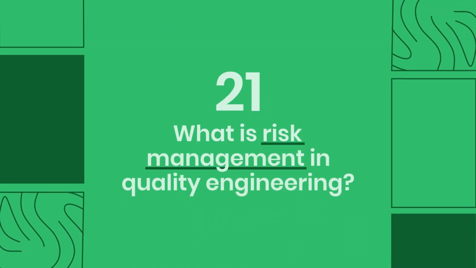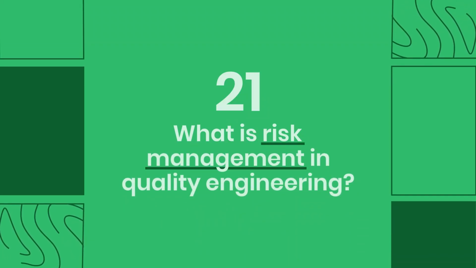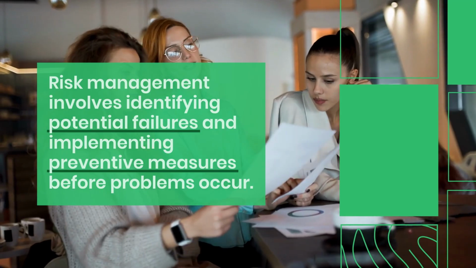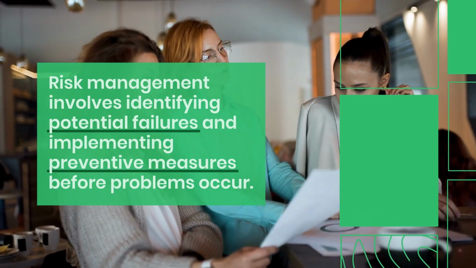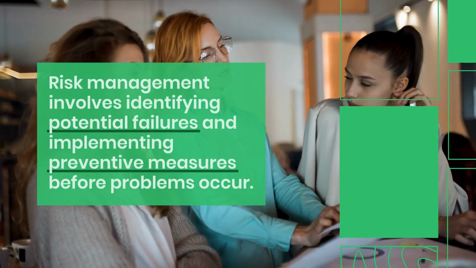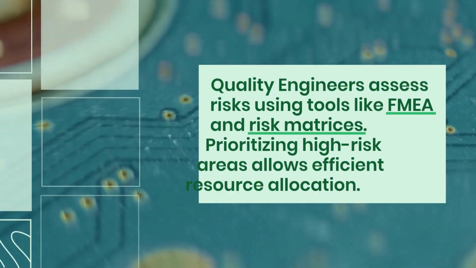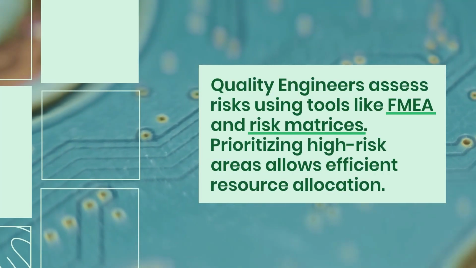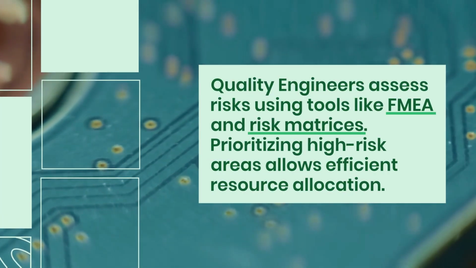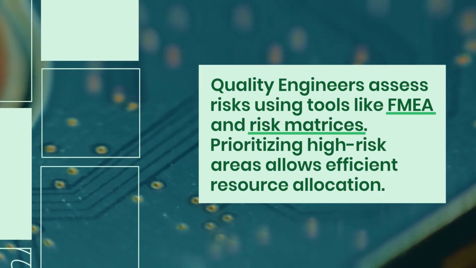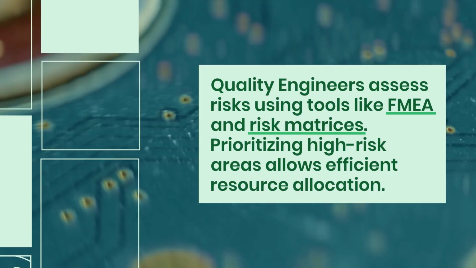21. What is risk management in quality engineering? Risk management involves identifying potential failures and implementing preventative measures before problems occur. Quality engineers assess risks using tools like FMEA and risk matrices. Prioritizing high-risk areas allows efficient resource allocation.